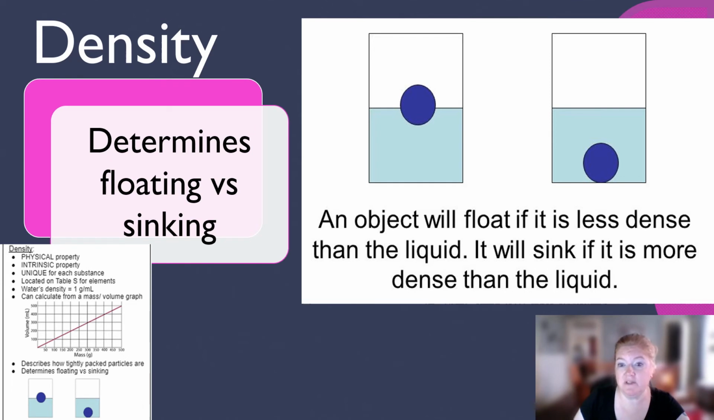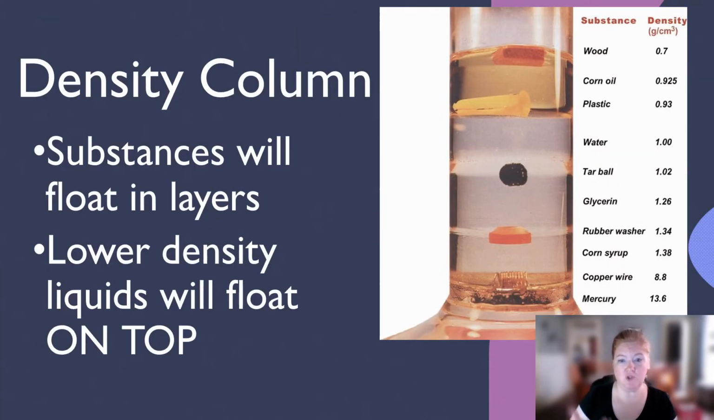All right, density determines floating versus sinking. So an object will float if it is less dense. An object will sink if it is more dense. Okay, so we can construct something very complicated, a density column, and the substances are going to float in layers, and solids are going to be based on density floating or suspended in various liquids. So one quick example, this wood, the density right here, why is it floating? Because its density is less than this. This tar ball is floating right here because it is sinking in the water but floating on the glycerin. Okay?